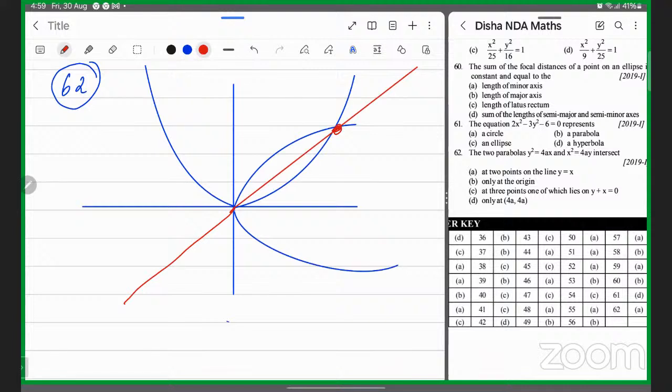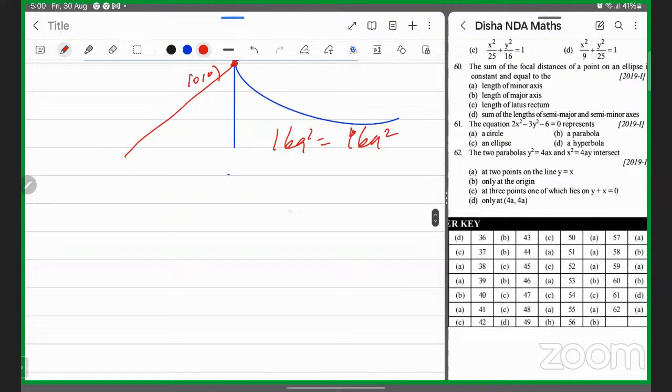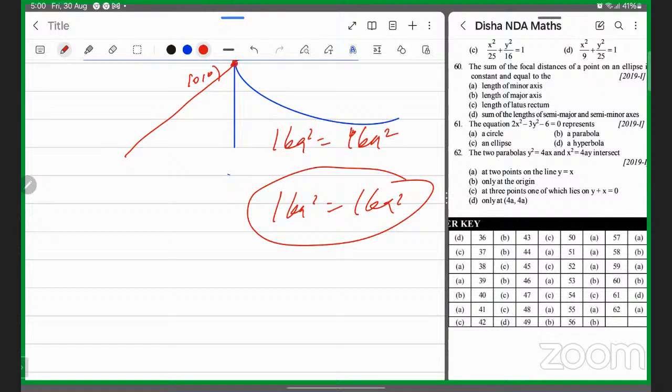This point and this point. One point is 0 comma 0, another point, I hope, 4a comma 4a, right? If you put 4a in the first equation, 16a square equal to 4a into 4a, 16a square. We'll put 4a in the second equation, 16a square equal to 16a square. Both equations are satisfied by 4a comma 4a and 0 comma 0. So we have two points, 0 comma 0 and 4a comma 4a, both lie on the line y equal to x. So A is the correct answer.